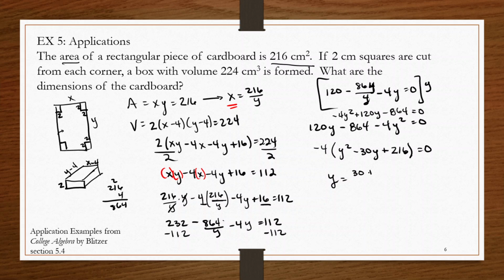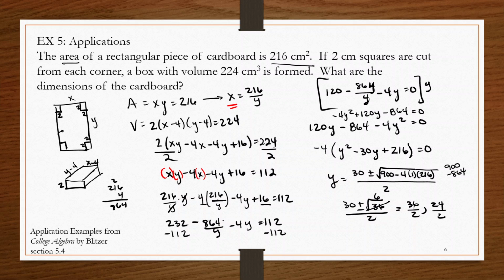So I'll have 30 plus or minus the square root. 30 squared is 900 minus 4 times 1 times 216 over 2. Now we already said that 216 times 4 is 864. So if I have 900 minus 864, what I really end up with is the square root of 36. And that's 6. So I have 36 over 2, and I have 24 over 2. So I end up with 18 and 12.